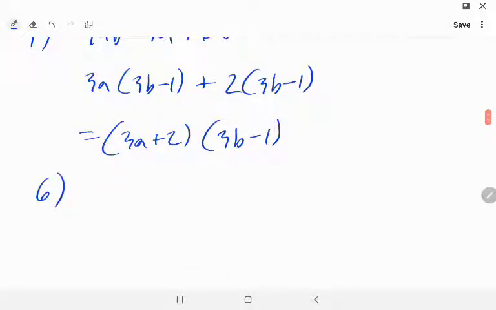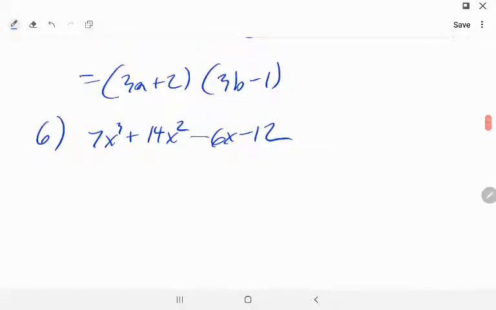And number 6, we start with 7x cubed plus 14x squared minus 6x minus 12. And so again, you're not going to get anything terribly complicated on the quiz. We can pull out a common factor of 7x squared, leaves behind x plus 2. Can pull out a common factor of negative 6, leaves behind x plus 2.